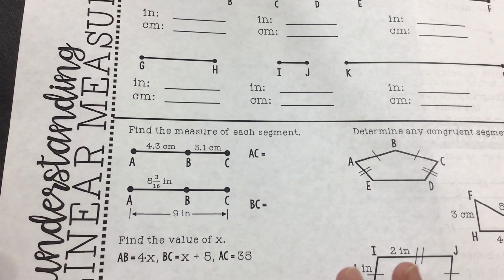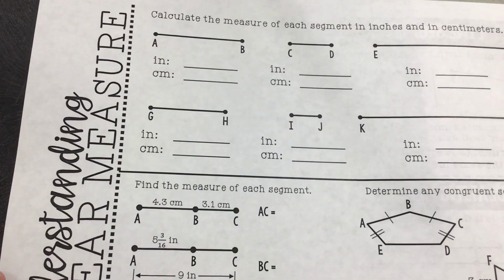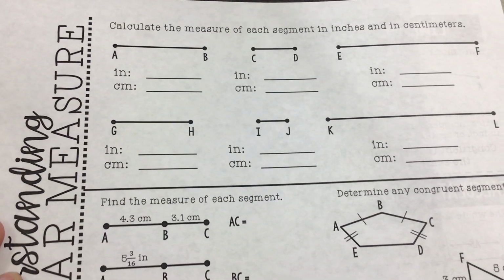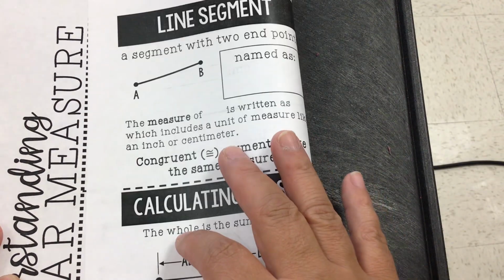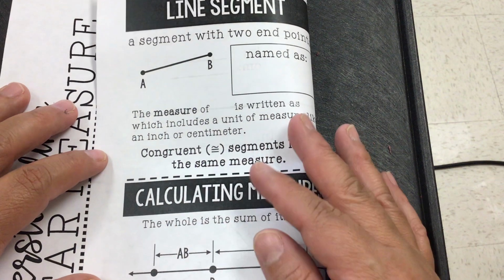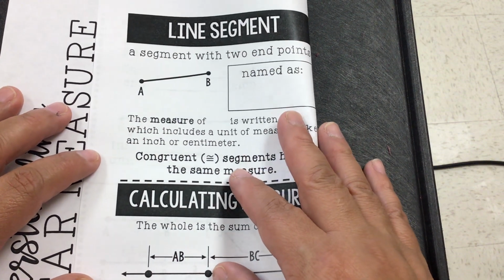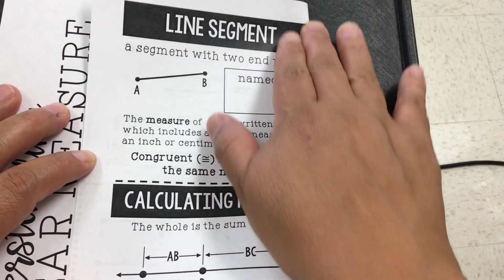Today we're doing understanding linear measures. We're going to start on this side and then fold it over like this. And you want to make it go a little bit over the dotted line this time so it'll fit correctly.